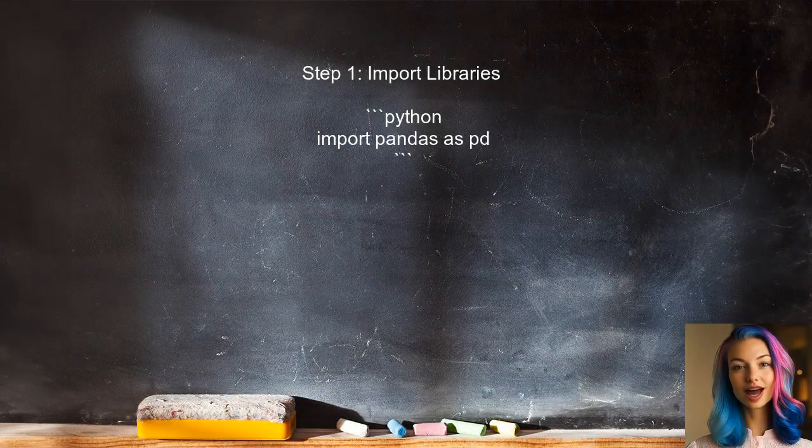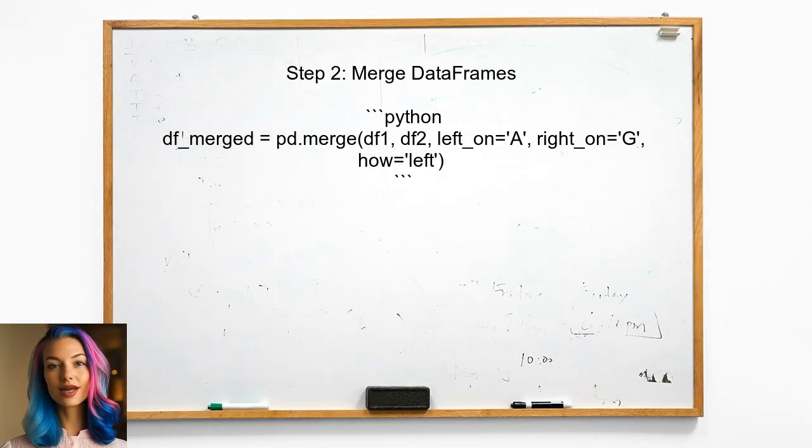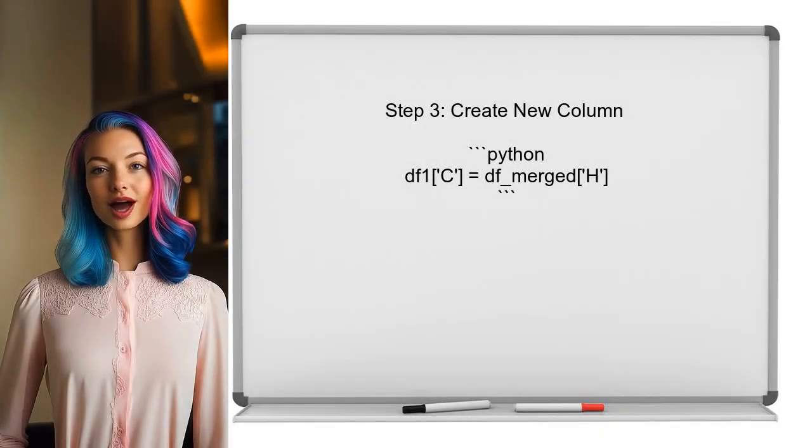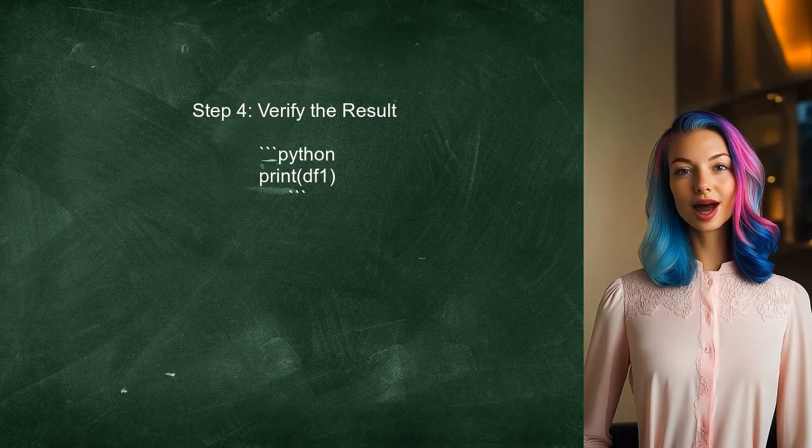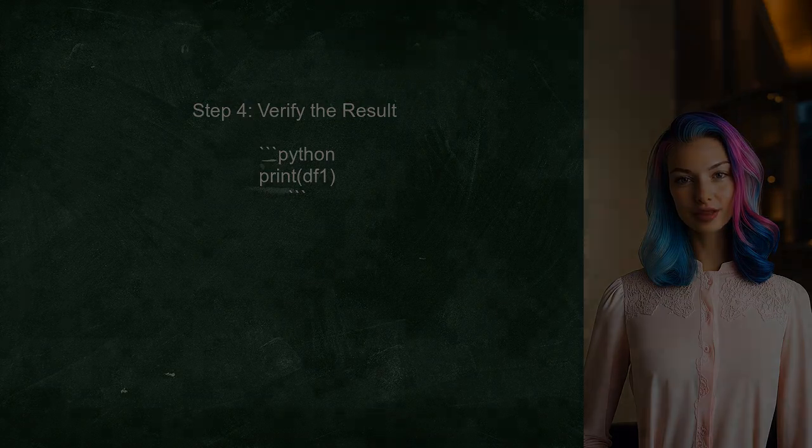To begin, the user should import the necessary libraries. This includes Pandas for data manipulation. They can do this by using the import statement. Next, the user needs to merge the two data frames based on the specified condition. They can use the merge function from Pandas to achieve this efficiently. After merging, the user can create the new column in the first data frame. This column will take values from the second data frame based on the merge. Finally, the user should check the updated first data frame to ensure the new column has been added correctly. They can do this by printing the data frame.